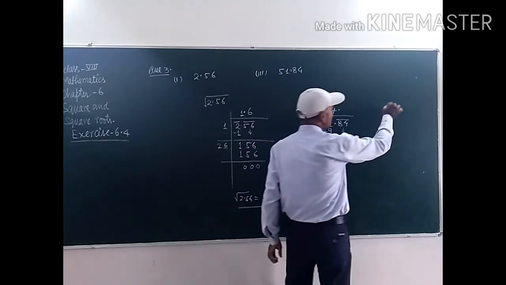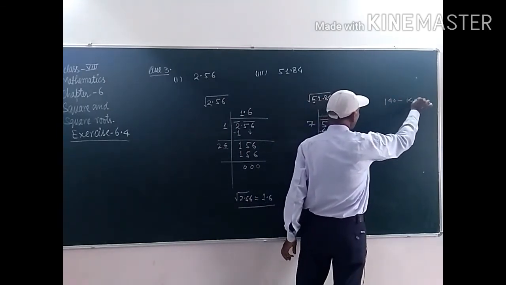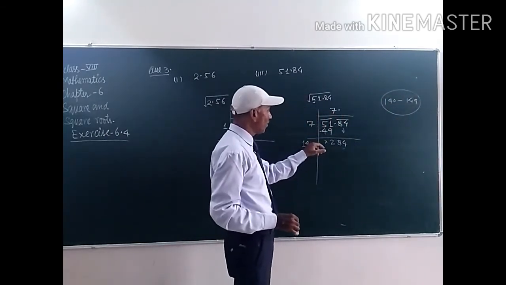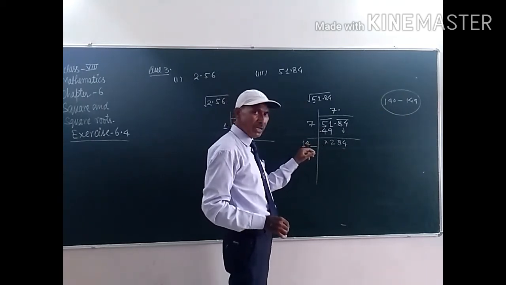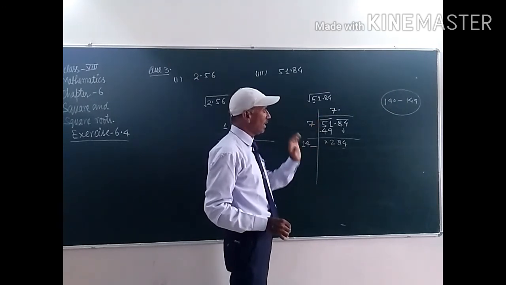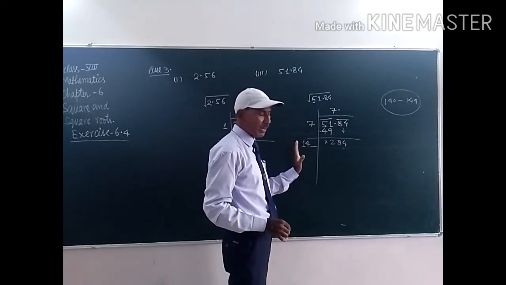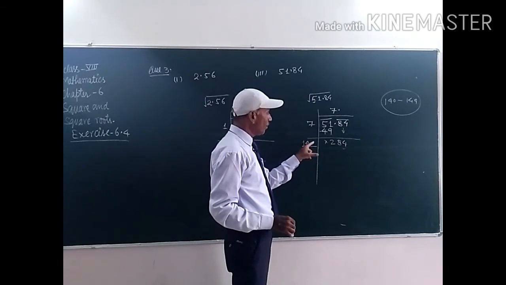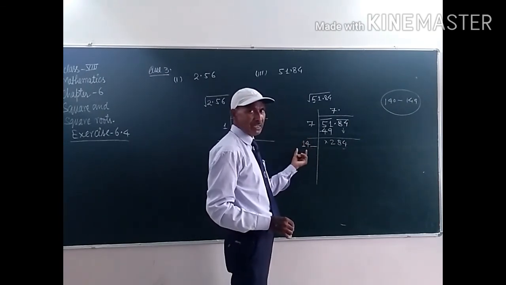Now this number is, student, from 140 to 149, because we have to put a number from 0 to 9 next to this number. If we put 0 here, it will be 140. If we put 9 here, then it will be 149. And if we put 1 here, then it will be 141. Clear, student? Student, remember this. The number which we put here, we have to multiply by that particular number.